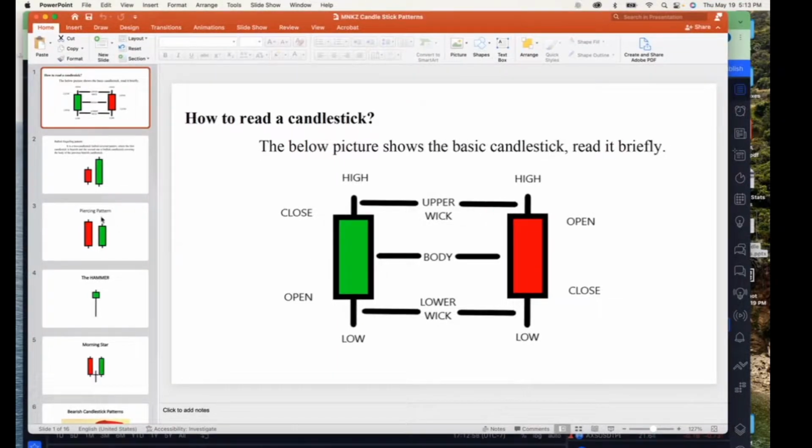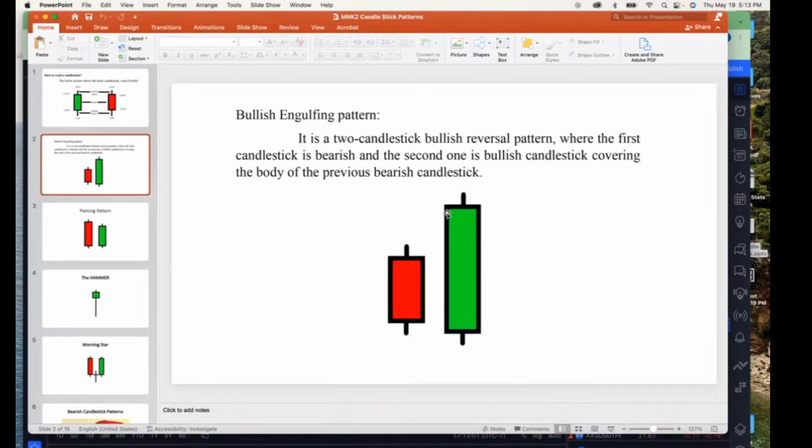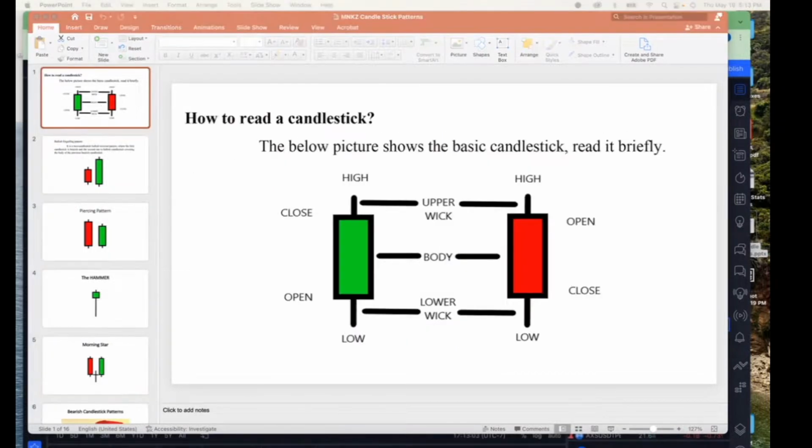So essentially, how to read a candlestick. When you first see a candlestick, you usually see a body here. There's a high and a low, and this is where it opened, and this is where it closed. If it was in the green, that means it's a bullish candle. So that means that candle ended up higher than the previous candle.